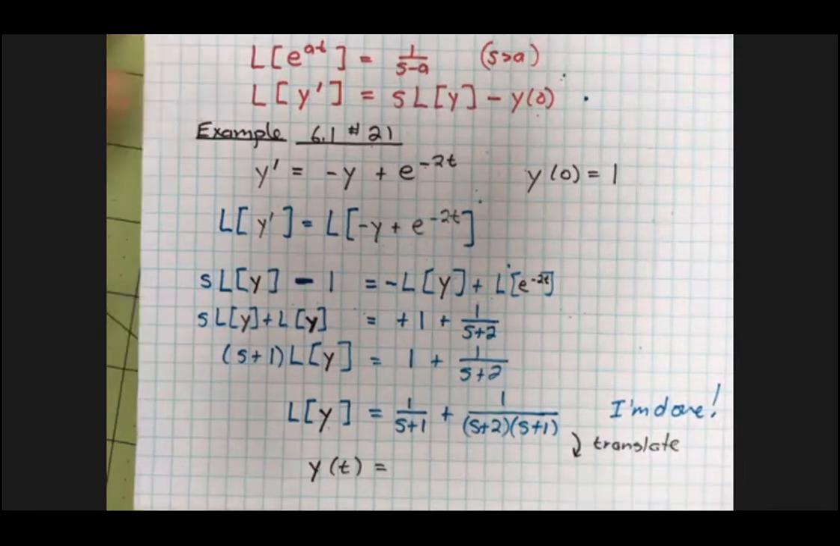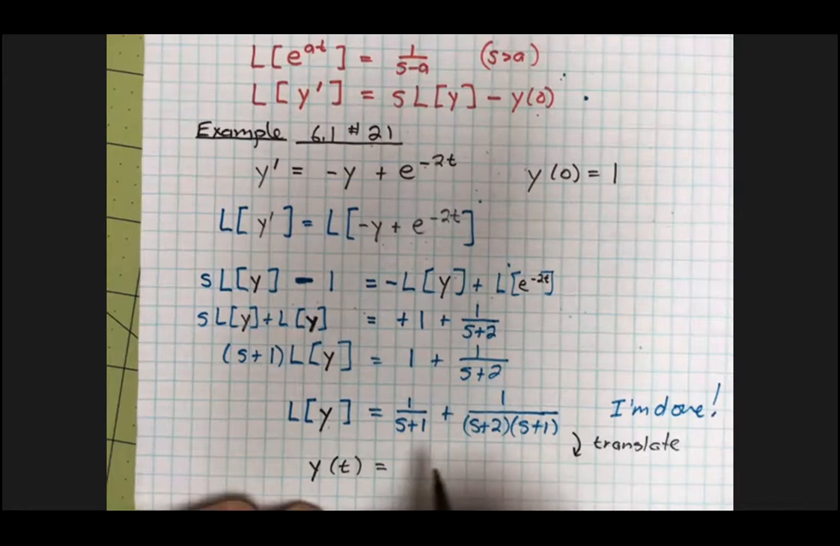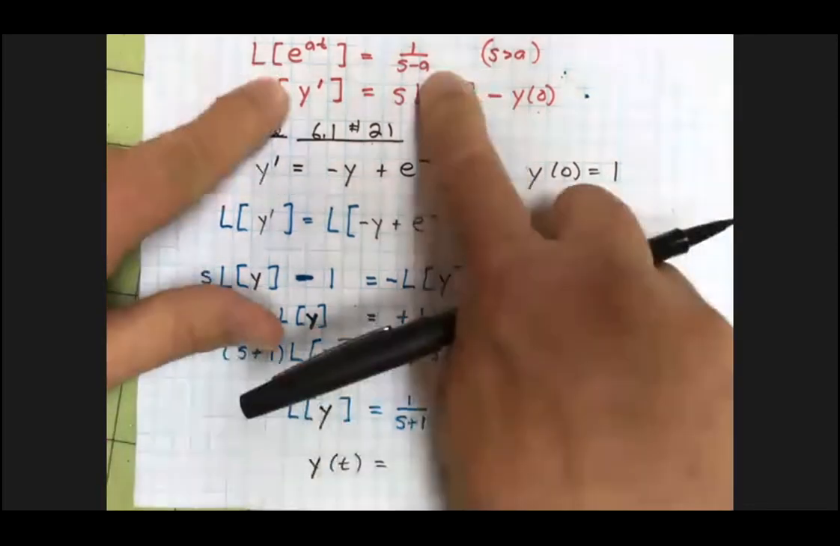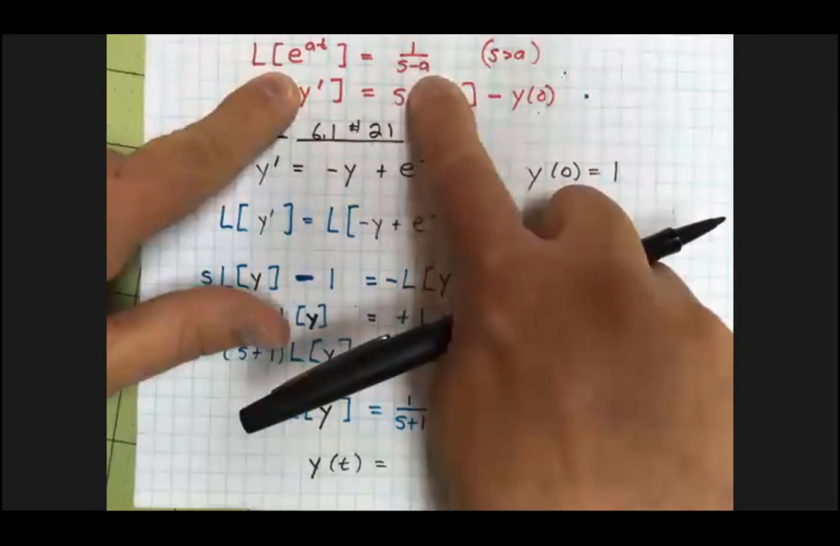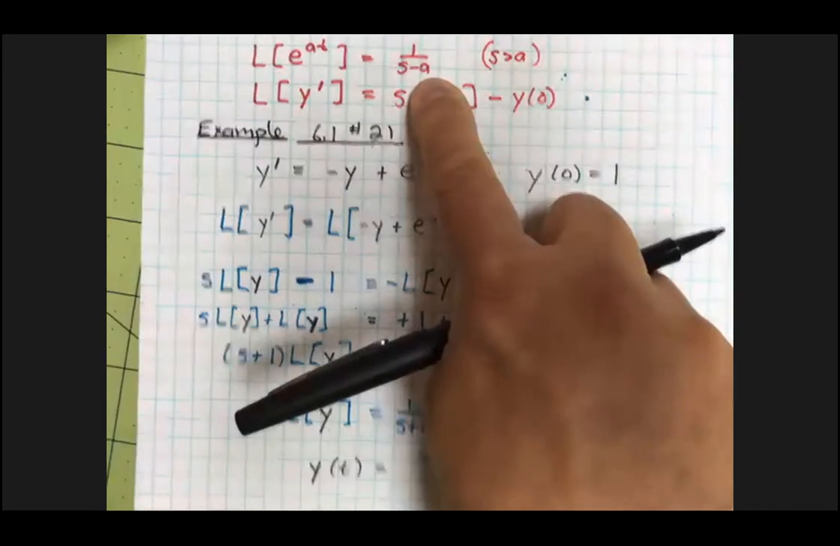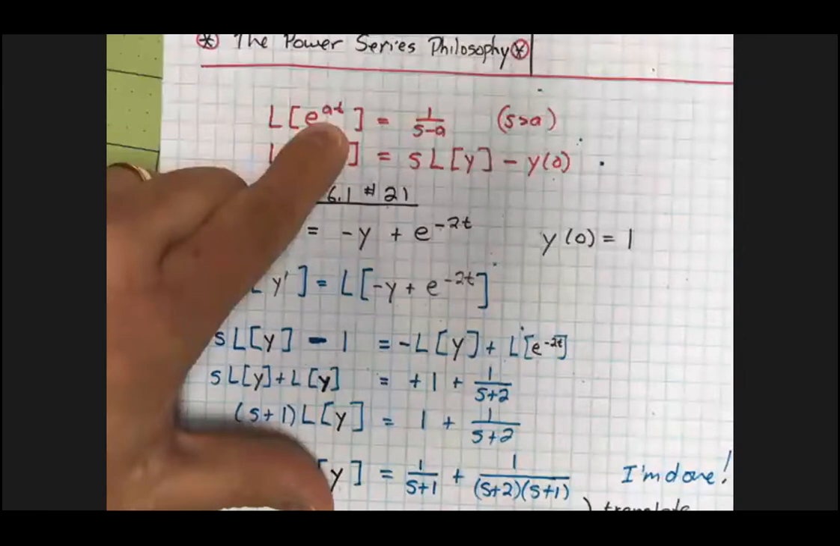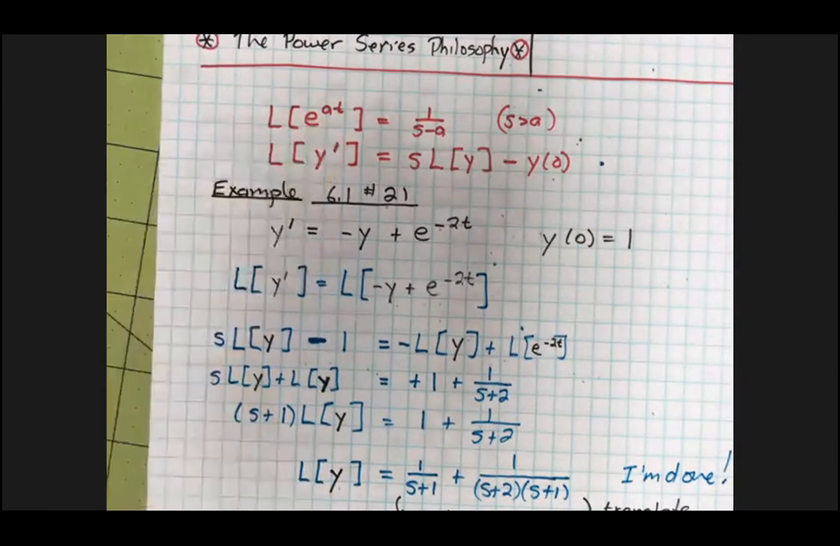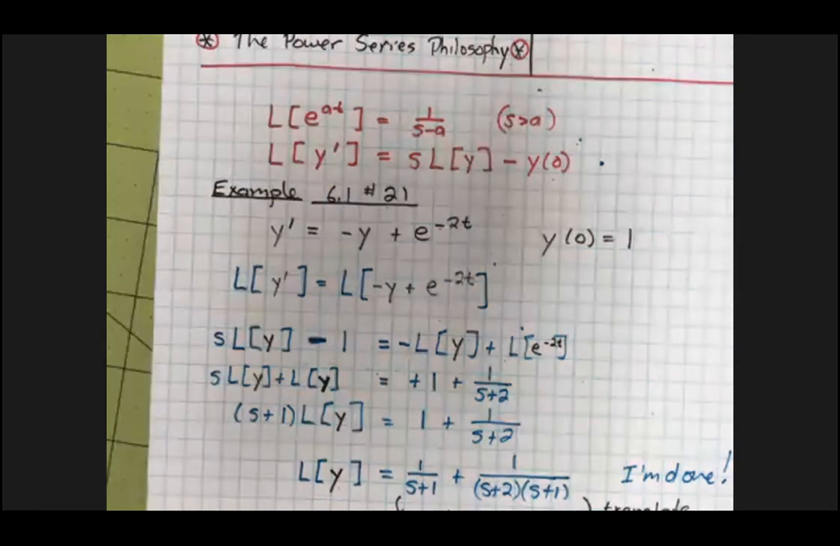Now, this is where most of your work is going to be done with the Laplace transform. I need to translate. So I need to say, where does 1 over s plus 1 come from? Well, I recognize that from this form. If I have s plus 1, then a must be minus 1. So this piece comes from that piece.